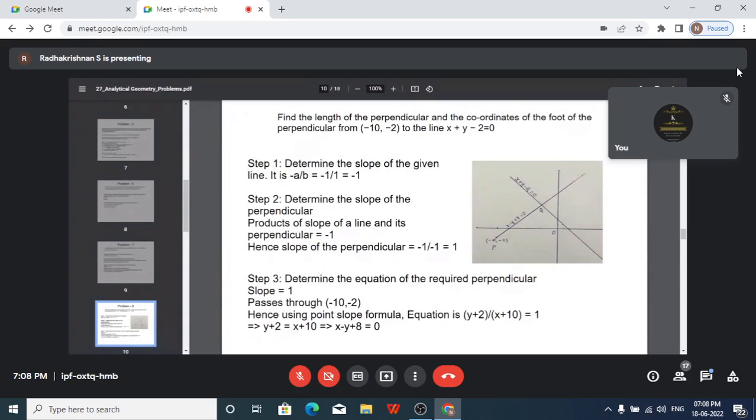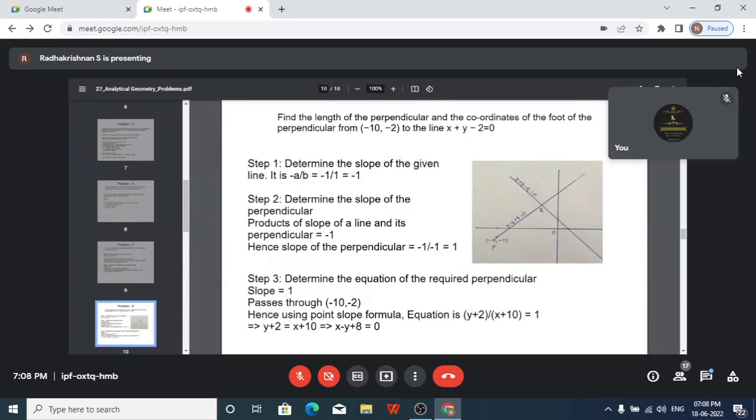That is the way you should logically put down the steps. First, determine the slope of the given line. So it is minus a by b, which is minus 1. Next, determine the slope of the perpendicular. It will be minus 1 divided by minus 1, because m1 m2 is minus 1, right?